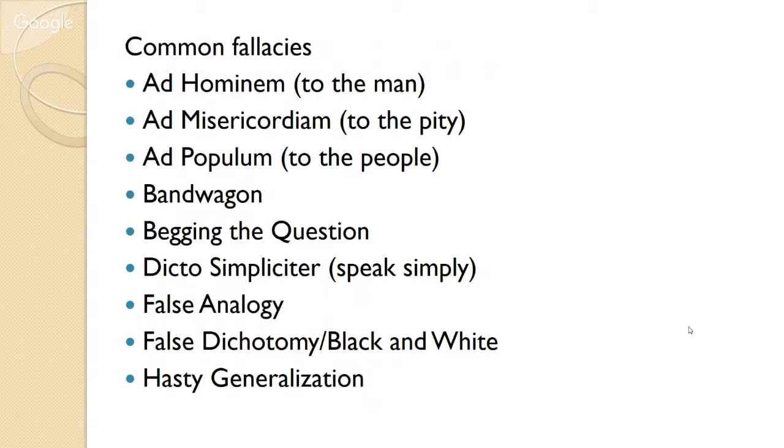False analogy. An analogy is a comparison of two things that behave or function in the same way. So there is some sort of logical relationship between the two. A false analogy is when the two things that you're comparing are not related at all. So let me think of an example. Here's one which I think I've included on that handout.